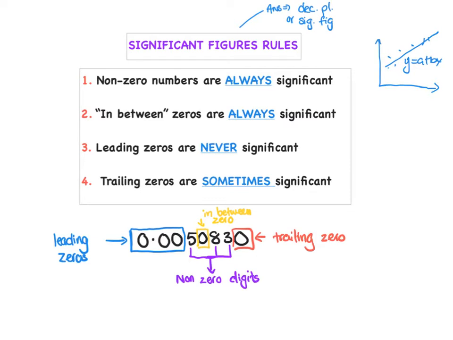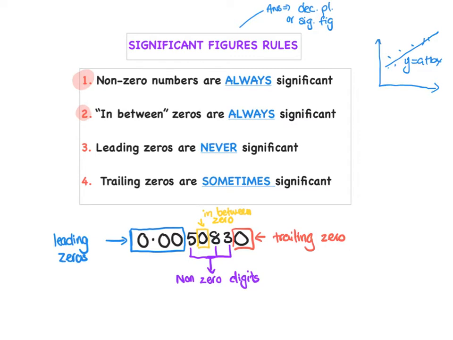So for a significant figure, you've got these individual rules. The first rule is that non-zero numbers are always significant. So non-zero numbers, 1 up to 9, those figures are always significant. Okay? Rule 2. Zeros in between are always significant.